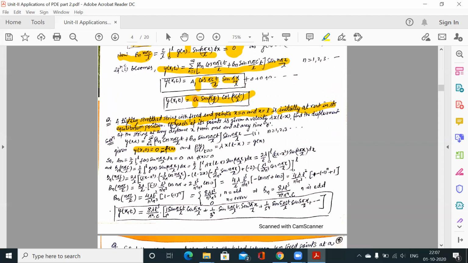So fx is 0. If each of its points is given a velocity lambda x L minus x, find the displacement of the string at any distance x from one endpoint at any time t. So now the initial velocity is given. If each of its point is given a velocity this, find the displacement. So gx is given in this case. Gx is lambda x L minus x, and what is gx? Initial velocity. That means del y by del t at t is equal to 0.